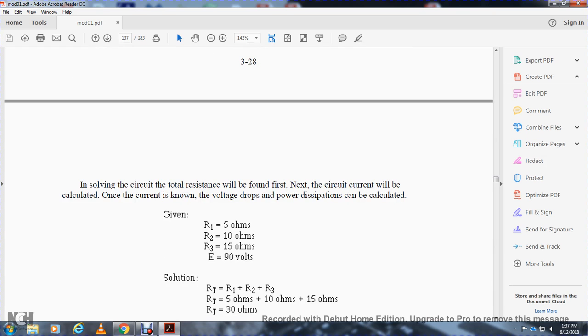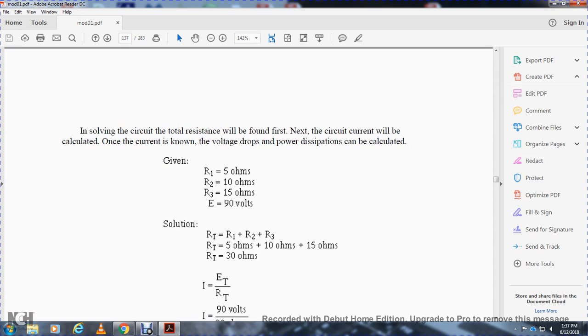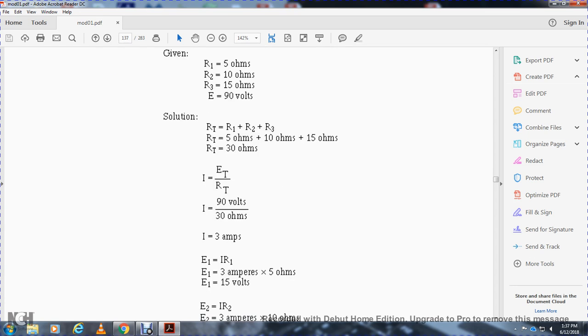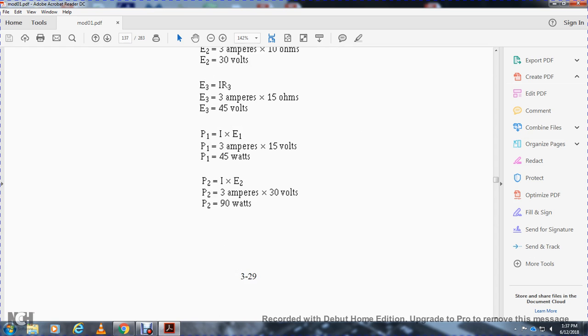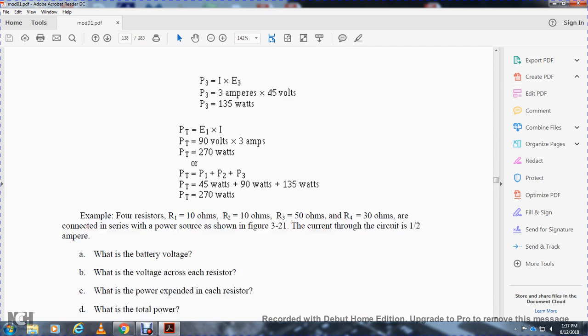Solve the circuit for the resistance. The current must be found, and then the voltage drops can be found. So you have 90 volts, and the total resistance would be 30 ohms. So we take the volts over the ohms, which gives you 3 amps. Then you figure the voltage for each resistor, and then you figure out the power of each resistor and the total power in watts.